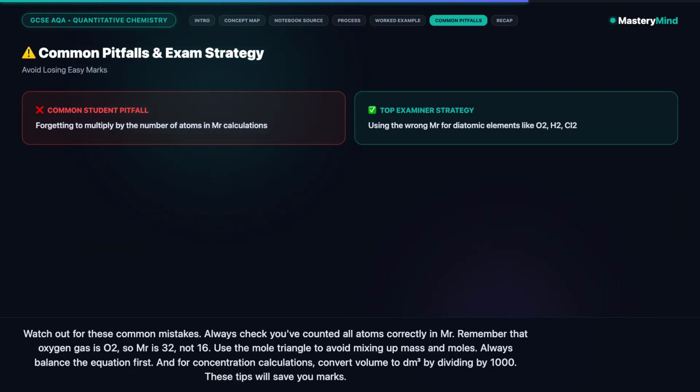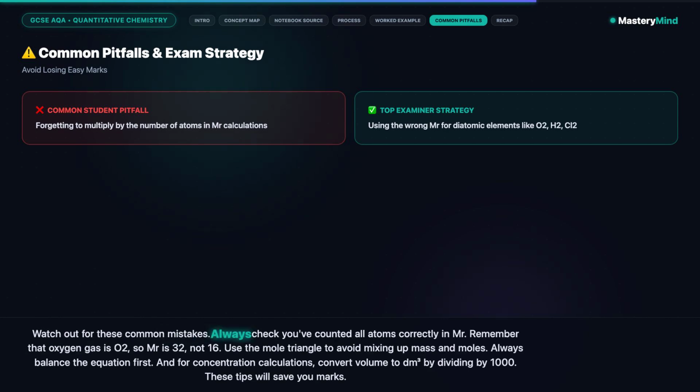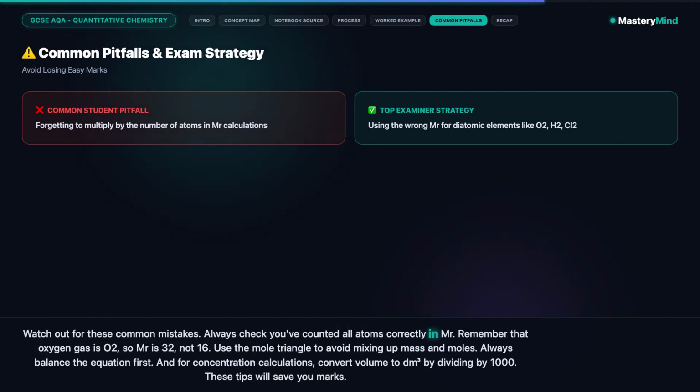Always show your working. Watch out for these common mistakes. Always check you've counted all atoms correctly in Mr. Remember that oxygen gas is O2, so Mr is 32, not 16. Use the mole triangle to avoid mixing up mass and moles. Always balance the equation first, and for concentration calculations, convert volume to dm3 by dividing by 1000. These tips will save you marks.